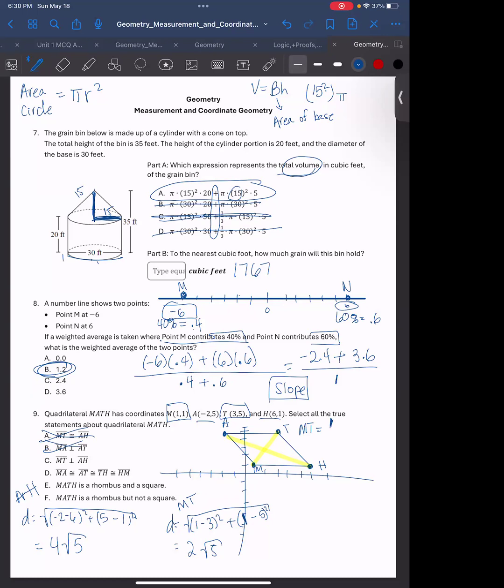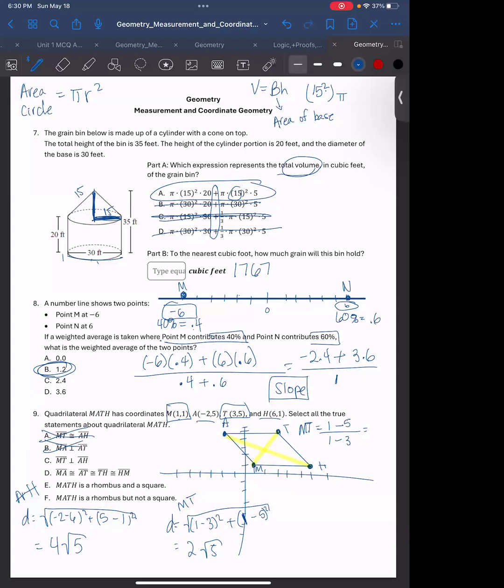Rise over run. It's 1 minus 6... wait, that's not it. Look at me, all over the place. That is 1. Okay. 1 minus 5 over 1 minus 3.